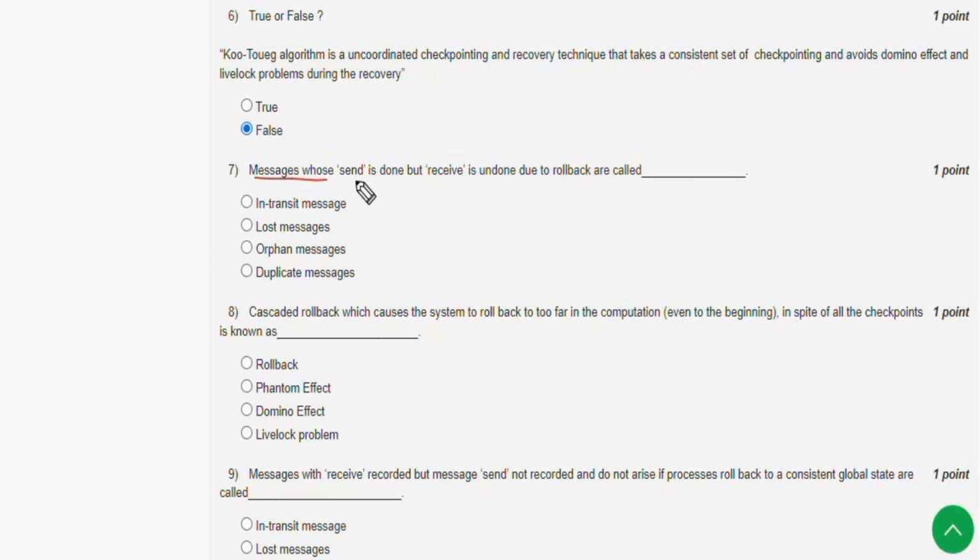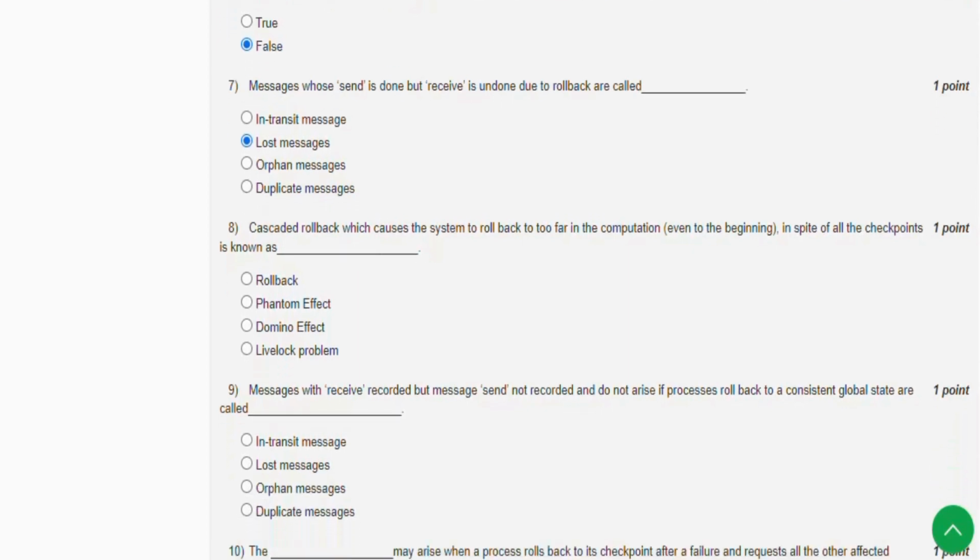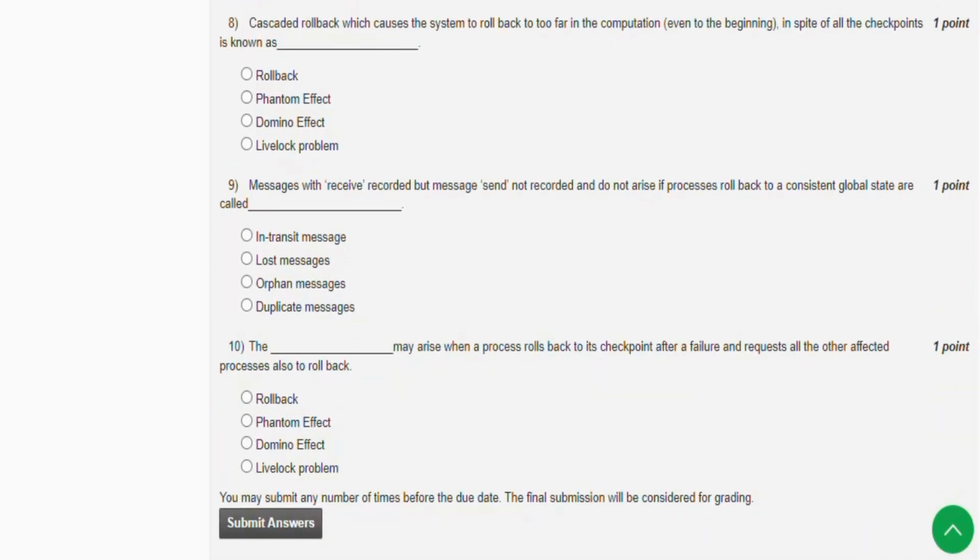Messages whose send is done but receive is undone due to rollback are called. Options are in transit message, lost messages, orphan messages, duplicate messages. Here lost messages will be the correct answer, so I select lost messages. Now get into the next question, question number 8.